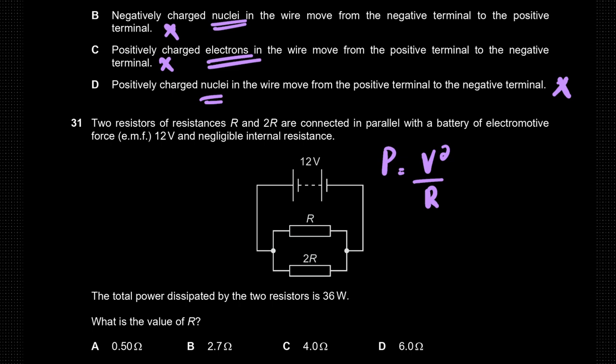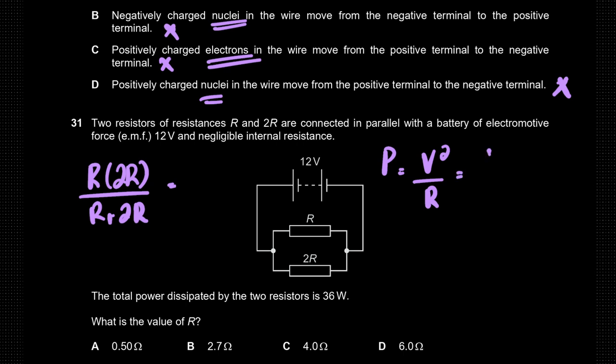First of all, I'll need to combine these resistors. These are two resistors in parallel, so product over sum. So R times 2R over R plus 2R. So that becomes 2R squared over 3R. So 2R over 3, right?